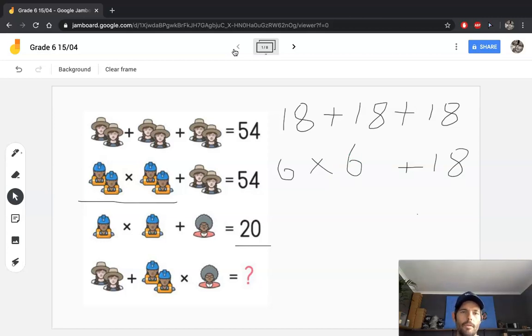Okay, if 2 high visibility vest workers are 6, then 1 must be 3. Okay. 3 multiplied by 3 is 9. What do I add to get to this 20? So I must add 11. Okay, 3 times 3 is 9 plus 11 is 20. And then to work out the pink question mark at the end, it's going to be 18 plus 6.